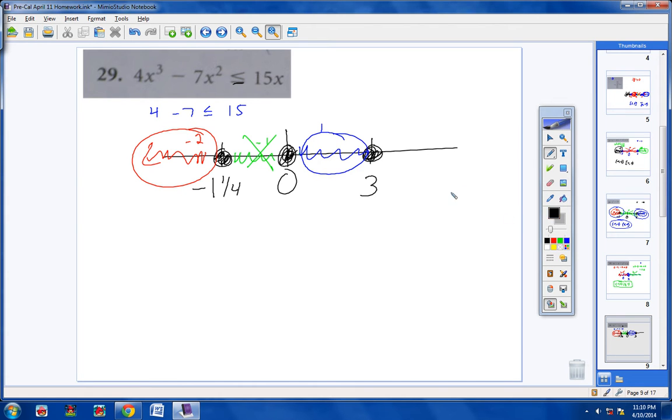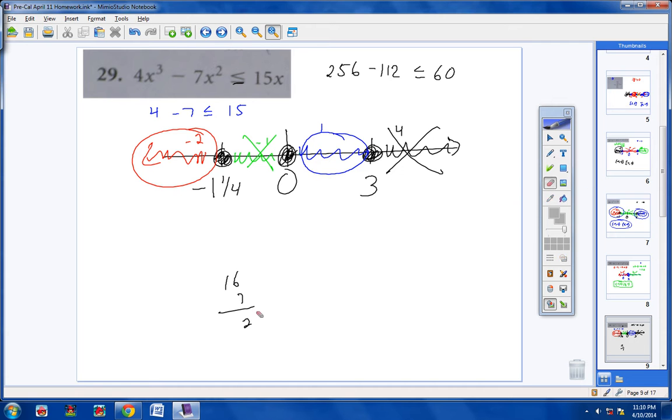And then lastly, we will check this section here to the right, and we'll use 4. So 4 to the third power is 4 times 4 is 16, times 4 is 64. Times 4 would be 256. And then 4 times 4 is 16, times 7 would be 112, so minus 112 is less than, and then 15 times 4 would be 60. Well, there's no way that's true. 256 minus 112 would be 100 and something is less than 60, and that is not true. So this section here does not work.